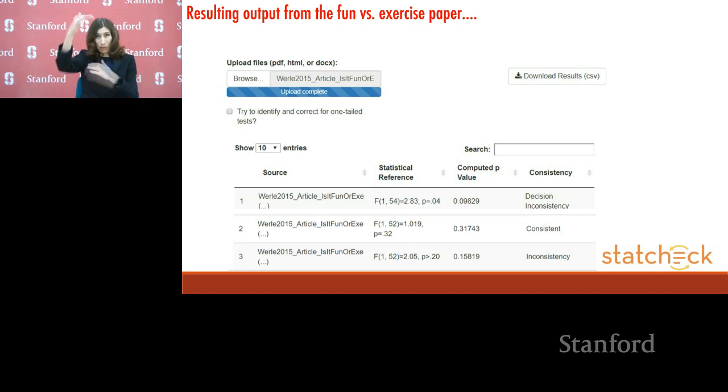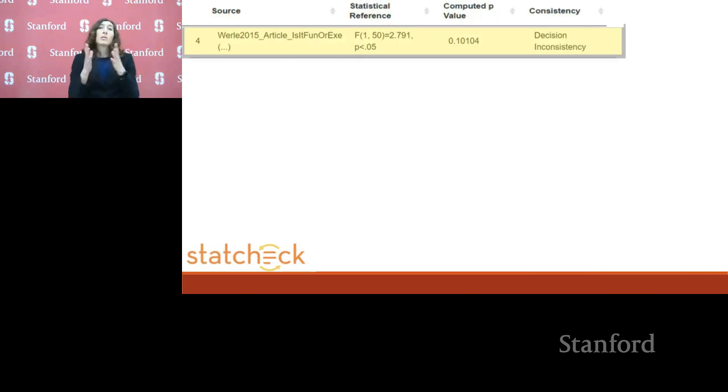So I'm showing you here the result that I got. There's actually more. I've cut the screen a little bit. There's more results that it flagged, but it flagged a number of the statistics from the text as inconsistent. And so I'm going to just show you 2 examples of the statistics that it flagged as inconsistent. So first of all, one of the things it pulled out of the text was this F statistic of 2.791. The authors had reported that that corresponded to a p-value of less than 0.05, which would be considered statistically significant at the 0.05 level. Statcheck says, wait, that F statistic is supposed to give a p-value of 0.101, so something isn't matching here.